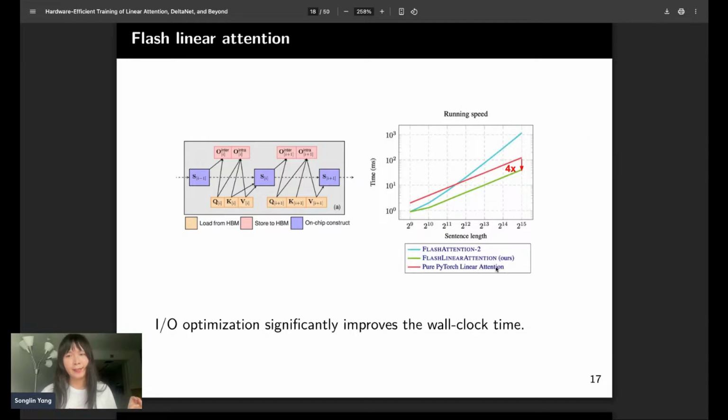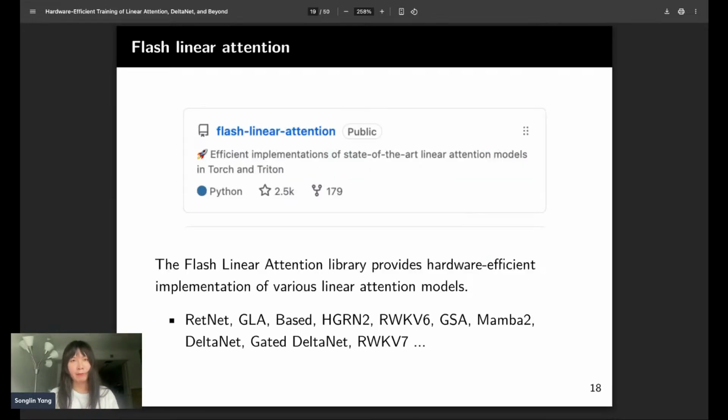In practice, this kernel fusion can lead to a significant speedup on modern hardware like GPUs, up to 4 times faster compared to the PyTorch implementation. We also have an open source library called Flash Linear Attention, and in this library we provide many implementations of different linear attention mechanisms, like RetNet, GLA, RWKV, and so on.